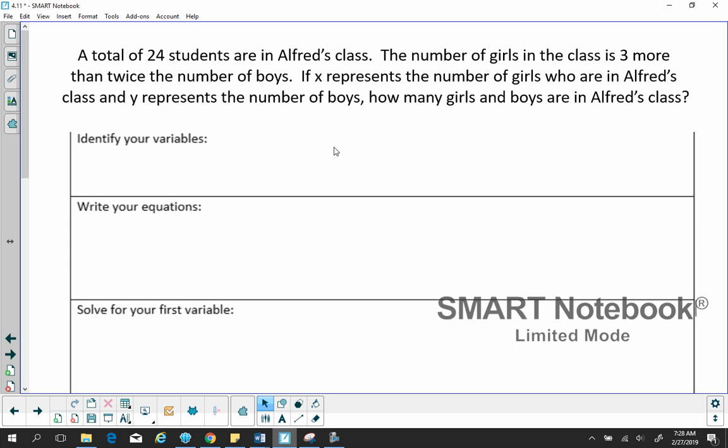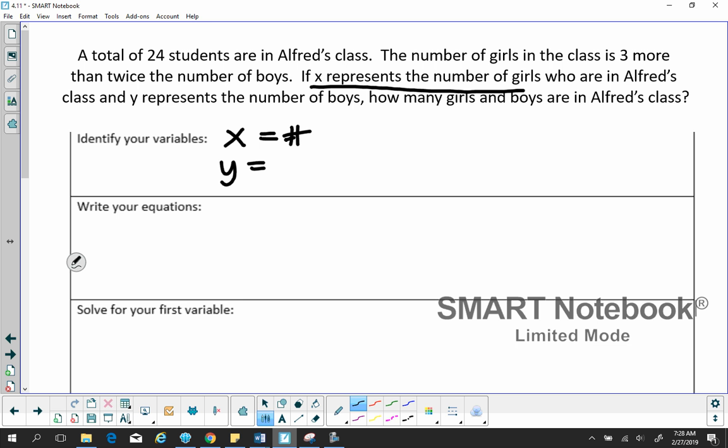So, first thing we do is identify our variables, which they tell us, right? What do they say X is? It says it right in the problem. Good. X represents the number of girls. So right here, I'm going to write X equals the number of girls. What does Y represent? Beautiful.